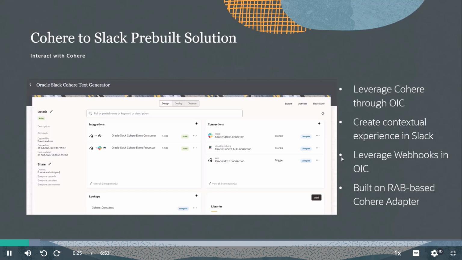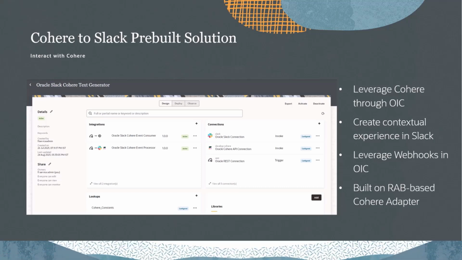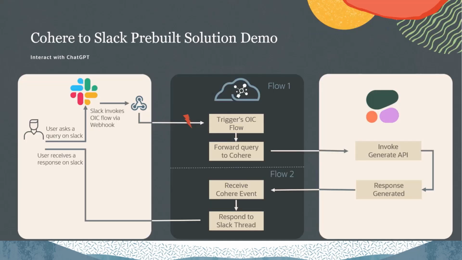We have leveraged Courier through OIC here and created a contextual experience in Slack. We'll take a look in a moment how a user is asking a question and getting a contextual response. And we have demonstrated how to use webhooks through an OIC. So with that, let's quickly take a look at this overall flow and then let's get into the demo.